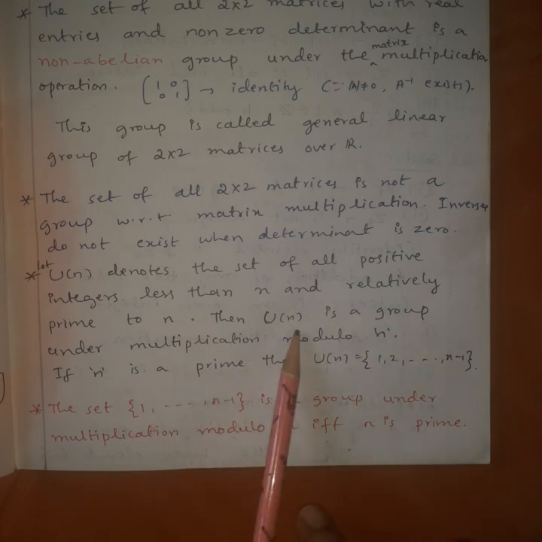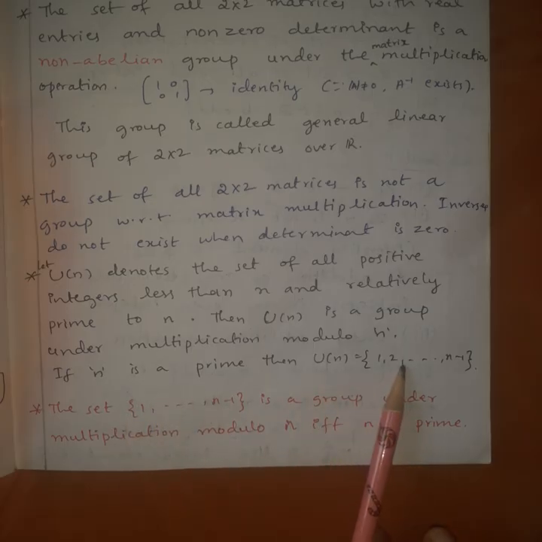Next, let U(n) denote the set of all positive integers less than n and relatively prime to n. Then U(n) is a group under multiplication modulo n. If n is a prime, then U(n) equals 1, 2 and so on up to n minus 1. This is a group under multiplication modulo n if and only if n is a prime. So that is the next statement. The set 1, 2, 3 and so on up to n minus 1 is a group under multiplication modulo n if and only if n is a prime. This is the important thing.